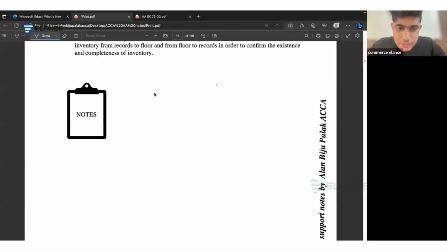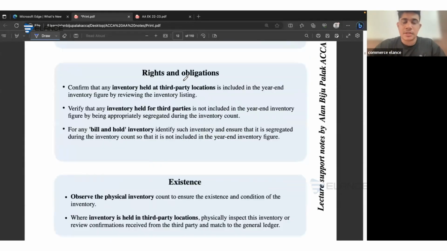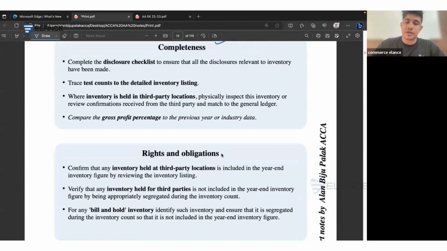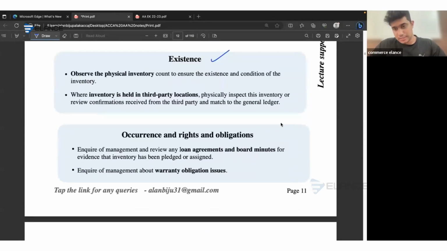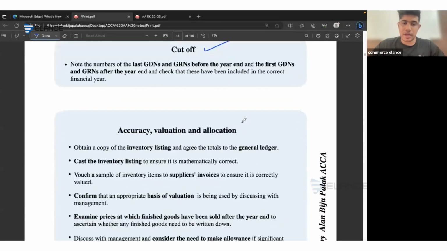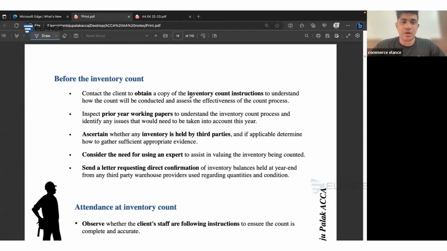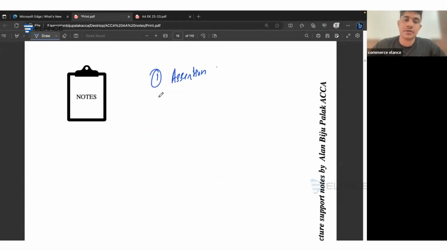So basically, first thing in relation to the inventory will be assertion related points of inventory. We have already studied the assertion related points for inventory, which includes the procedures to confirm the completeness of inventory, existence of inventory, occurrence, rights and obligation, cutoff, accuracy, valuation, allocation, classification. We have studied all of this, right? So there are points in relation to the assertion.